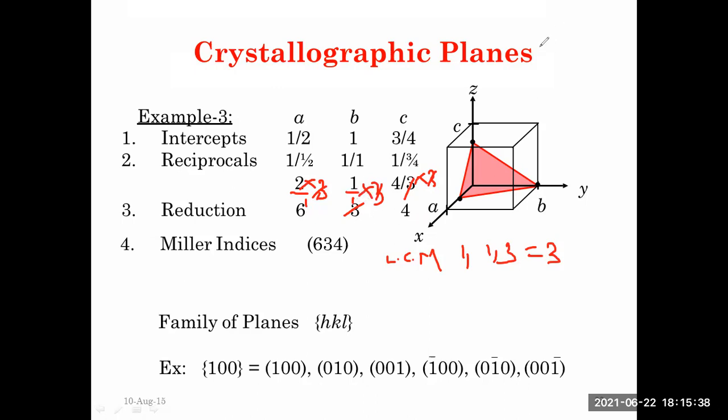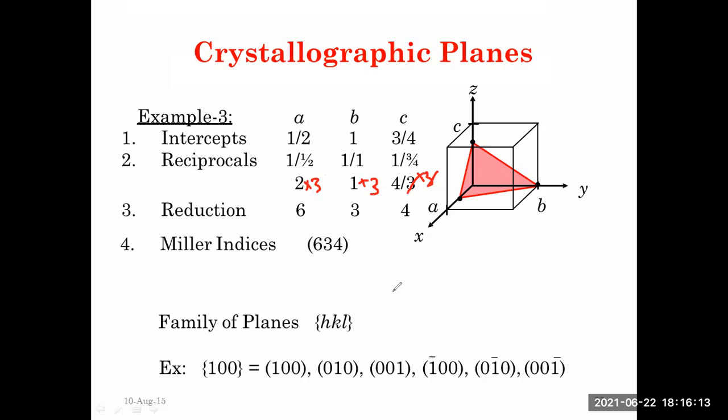See, whatever the LCM you got, that LCM is 3, right? I'm just multiplying this 2 into 3. What will we get? 6. Here, what LCM did I get? 3. So I'm just multiplying it with 3. 1 into 3 is 3. Here I'm just multiplying with 3. The denominator and numerator 3 will get cancelled. 4. So what are the Miller indices of this particular plane? 6, 3, 4. You can see this is the example of the Miller indices.